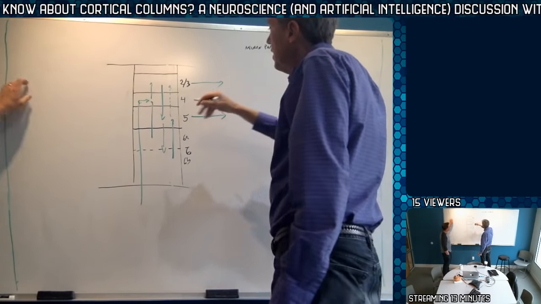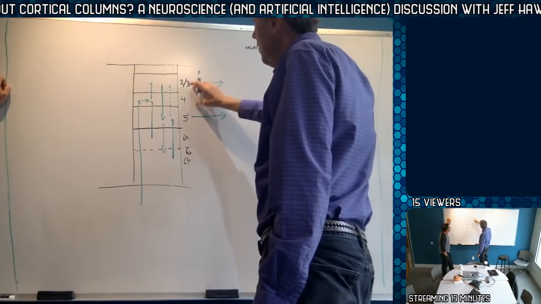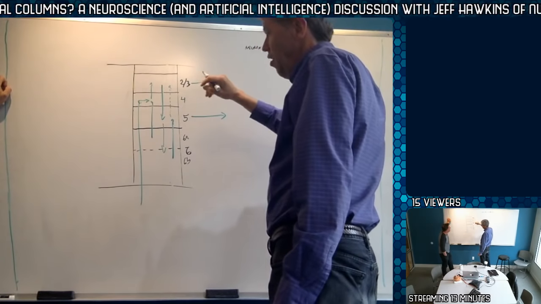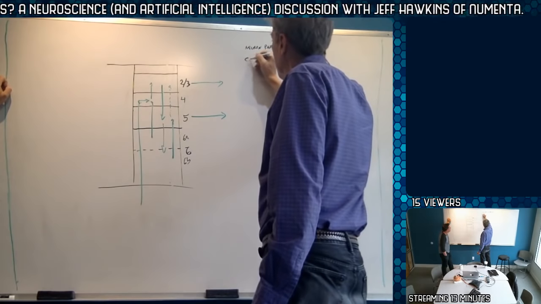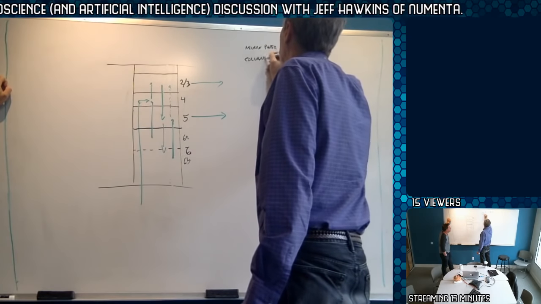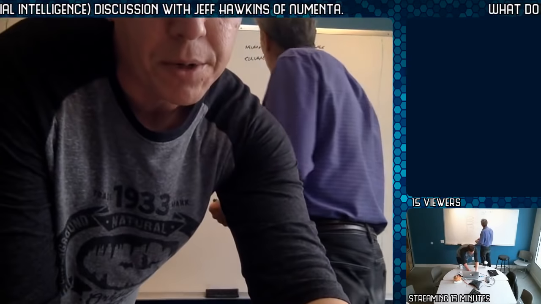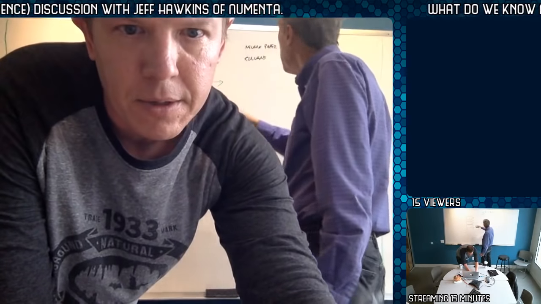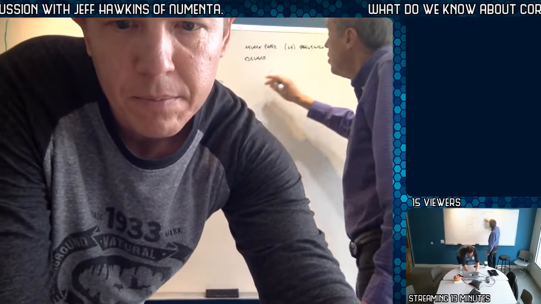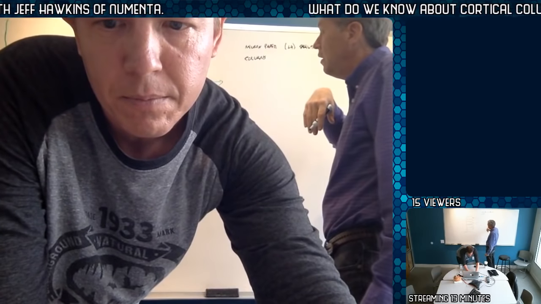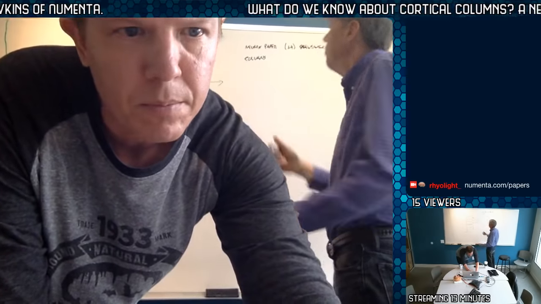Then we did the paper that came out a year and a half ago, which we call the columns paper. It's the first sensory motor paper. That's the first time we said, in addition to sequences, you can do sensory motor inference or sensory motor prediction.